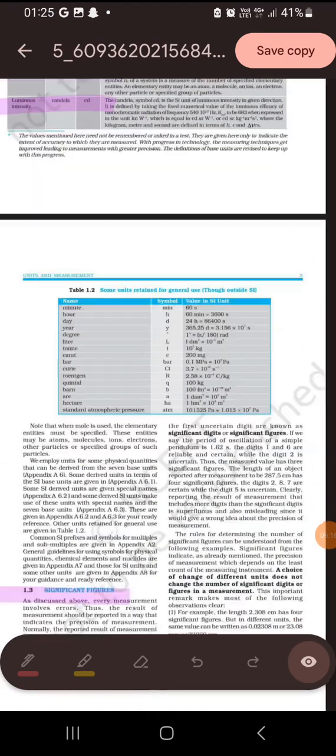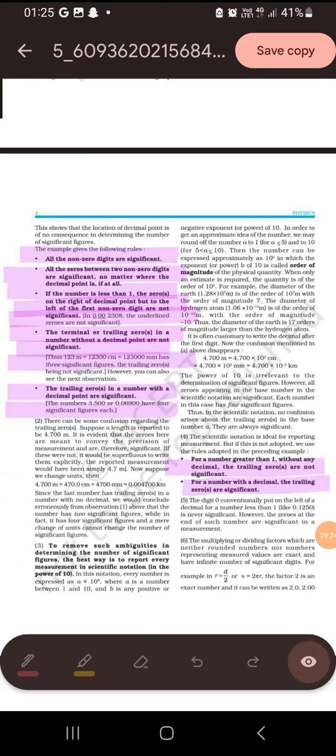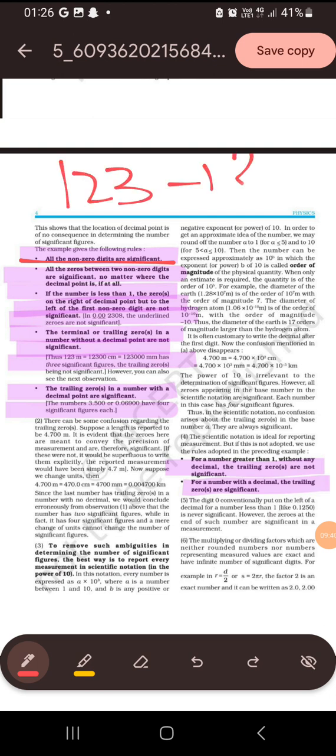And let me move to the next topic, significant figures. Okay, what are those significant figures? Significant figures means the figures which have some value. Let me explain. All the non-zero digits are significant. 1 2 3, this is the number. You can say 1 2 3 has three significant figures. So this is the first rule.